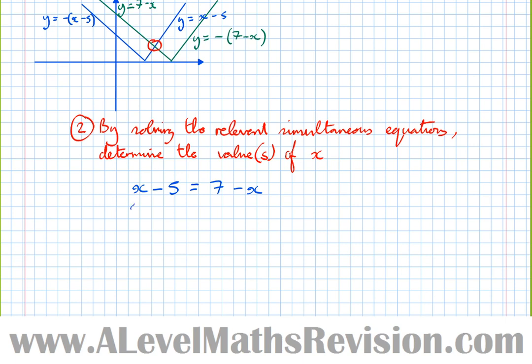So taking all the x's to one side, I get 2x on the left hand side equals 12, which means that x equals 6. And there we found it.